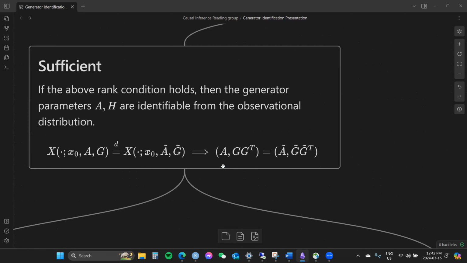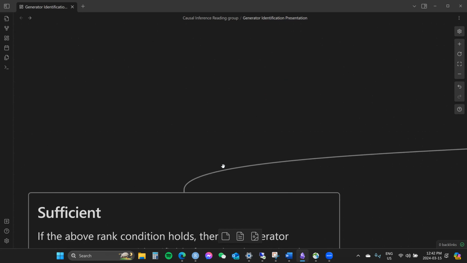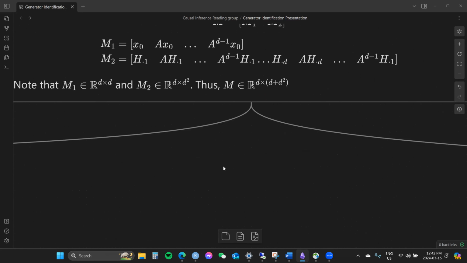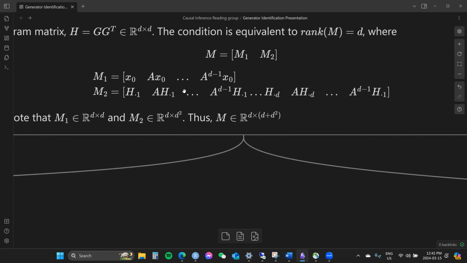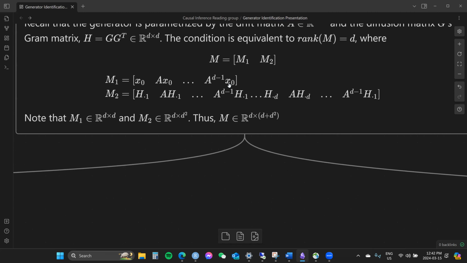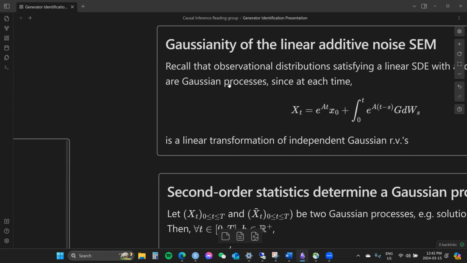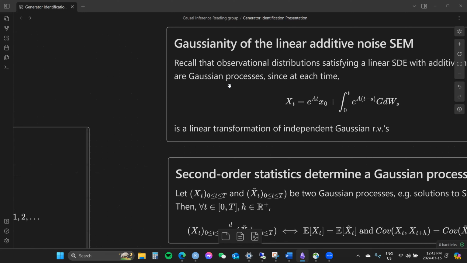No, wrong one. These guys. This comes from the system of equations generated from the expectations being the same. The other one is going to come from the covariances, which is why it's going to be a quadratic number of equations.